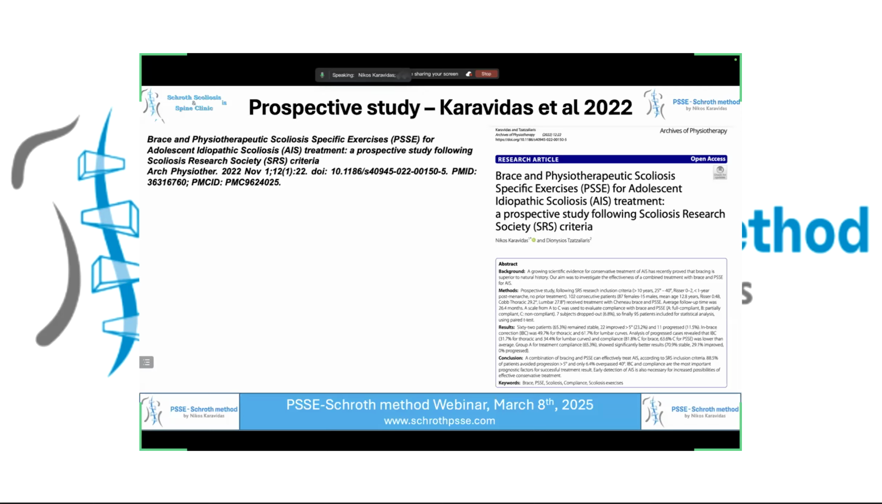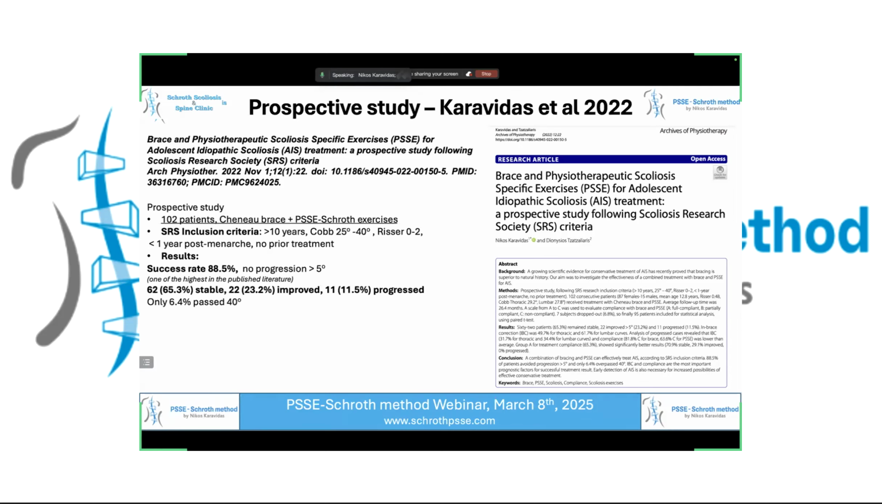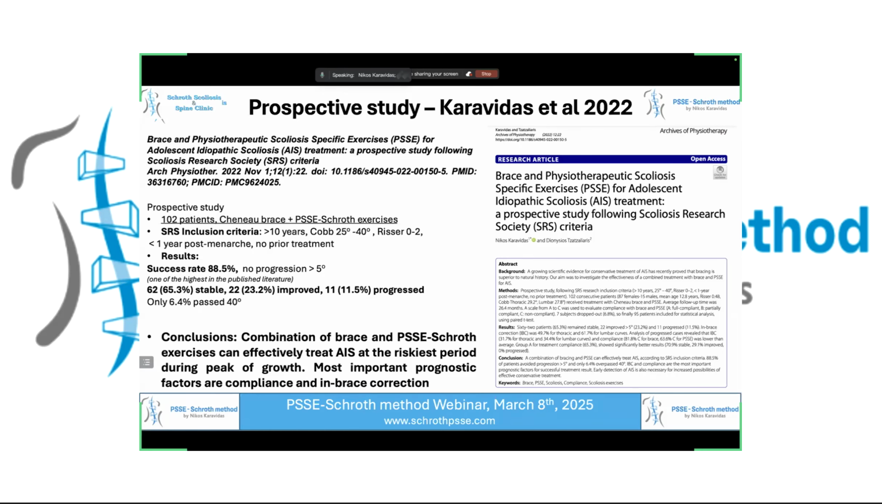This is another study from our group combining brace and PSSE-Schroth exercises. We had 102 patients. We used the SRS inclusion criteria, so patients with 25 to 40 degrees at the peak of growth. And the result was the success rate, 88.5%, again, one of the highest in the published literature. And similarly to our previous study, almost 1 out of 4 patients got not only stabilization, but improvement of their scoliosis more than 5 degrees, and only 6% overpassed the surgical indication range above 40 degrees.